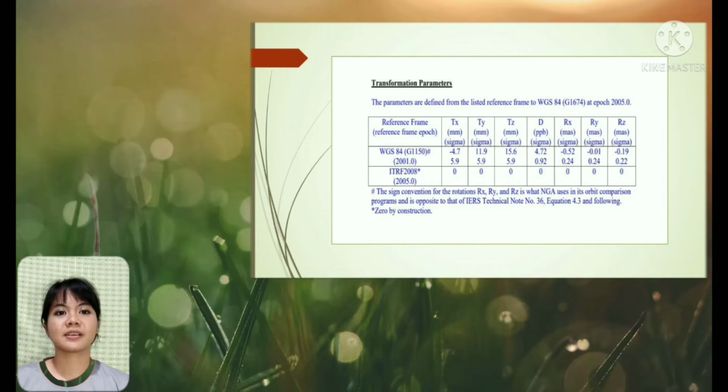So the last one is the RZ, which for WGS84 G1150 has a negative 0.19 and 0.22, and also the ITRF 2008 has 0. So the sign convention for the rotations Rx, Ry, and Rz is what NGA uses in its orbit comparison programs and is opposite to that of IERS Technical Note number 36, equation 4.3 and following.